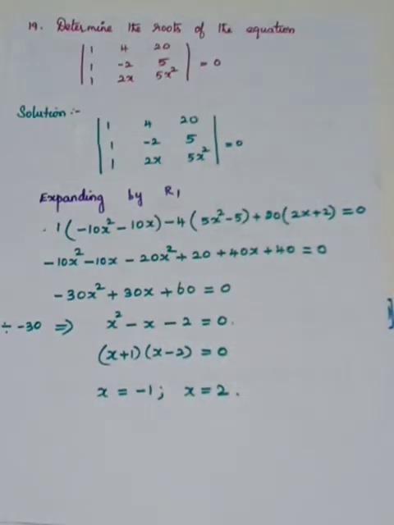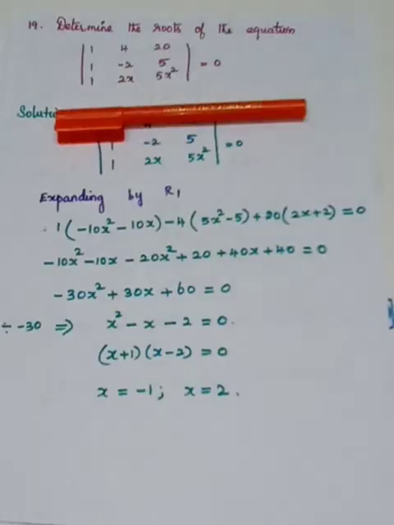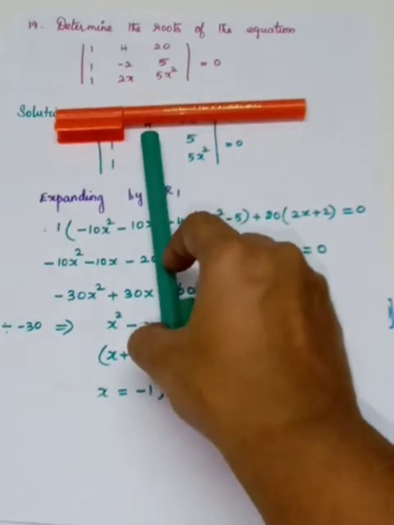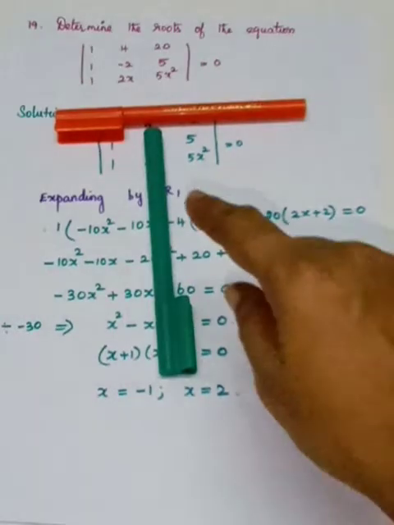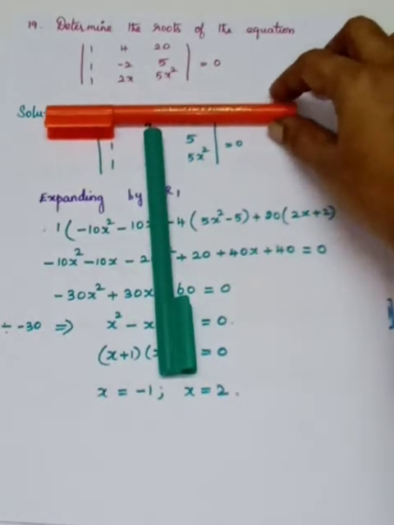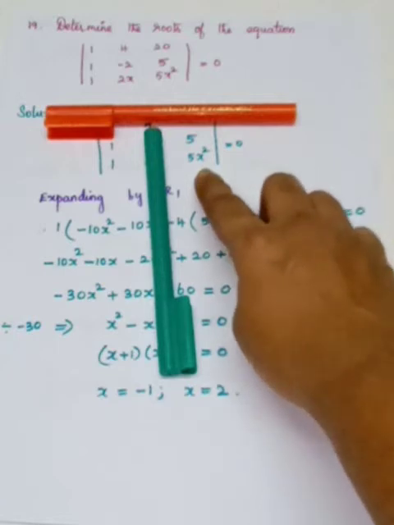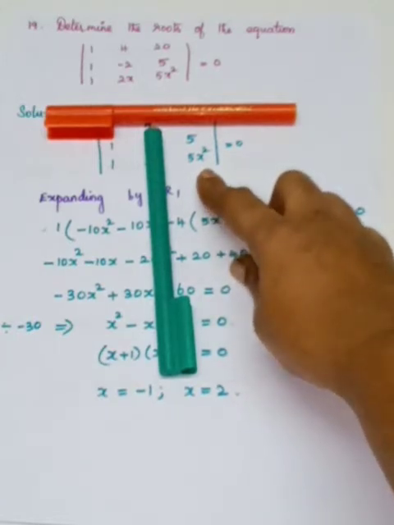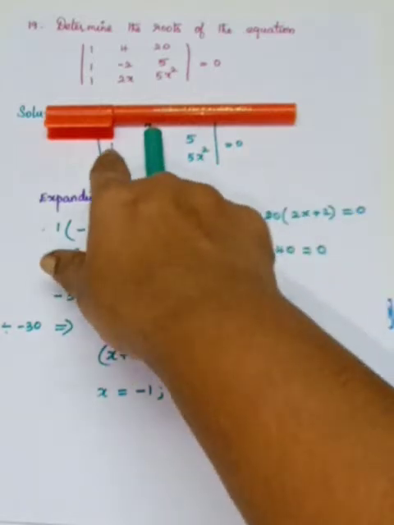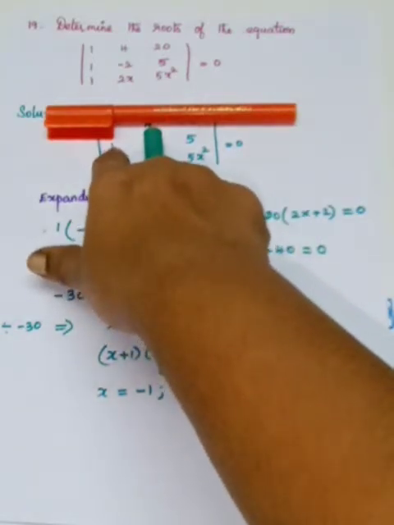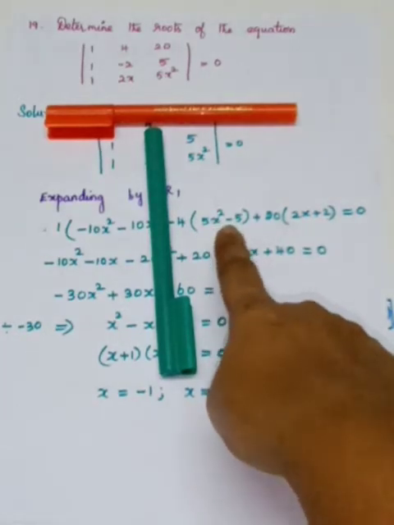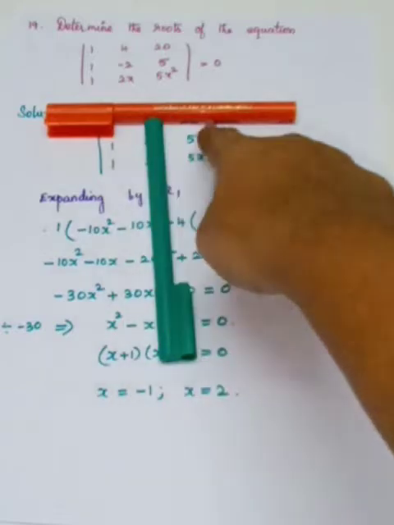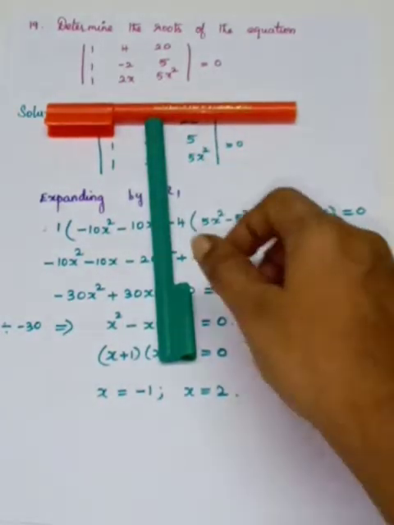Next, what you have to do? You have to delete the first row and the second column, where 4 is present. So what is remaining here? You are having 1, 5, 1, 5x squared. So you have to find the value of this 2 by 2 determinant. You cross multiply the main diagonal, 1 into 5x squared, so it is 5x squared. In between you have to write minus 1 into 5 is 5. Okay, second element is over.